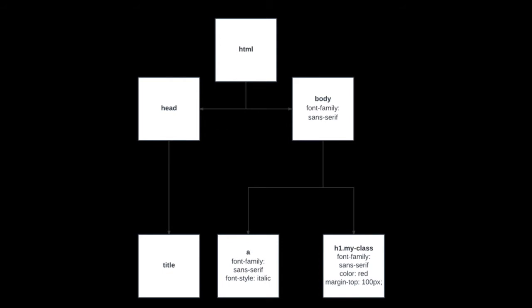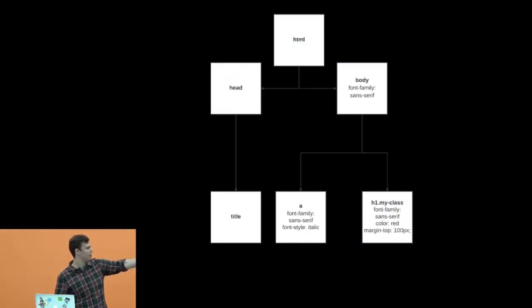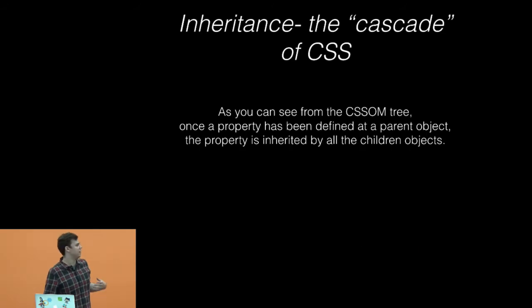So we have an HTML element. We have the head. We have the title. We didn't put any CSS on any of that. So remember, we put on the body, the font family is sans serif. And then we have our styles down here for the h1 with the class of my class and the a node right there. The thing to notice is that these two nodes right here are inheriting the sans serif font family from the body. That is the inheritance or the cascade of CSS. So from the CSS object model tree, you can see that once a property has been defined at a parent object, the property is inherited by all the child objects.